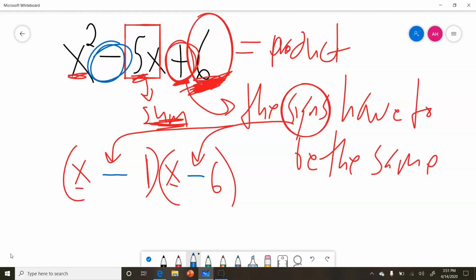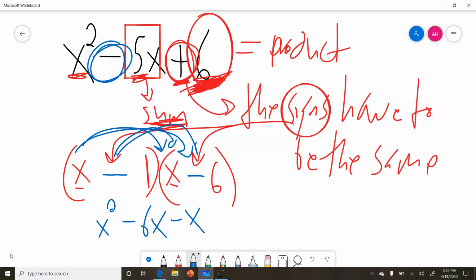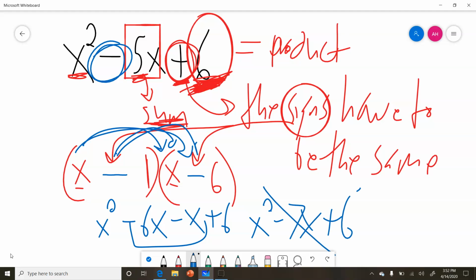Negative, negative. Okay, x times x is x squared. Then we have x times negative 6 is negative 6x. Negative 1 times that, negative x plus 6. What does that add up to in the middle? X squared minus 7x plus 6. That's not what we were trying to do. So what that means is we have to redo and try with some different numbers.